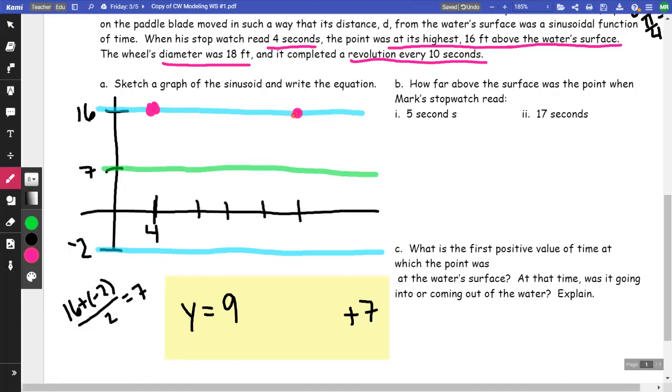Okay, I'm going to have my high here. Now, halfway in between these is going to be my low. And halfway in between these is going to be my zero. And halfway in between these is going to be my zero.